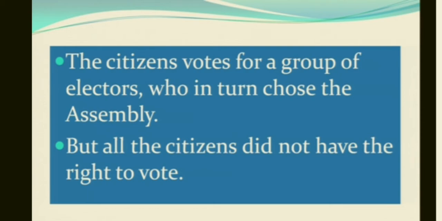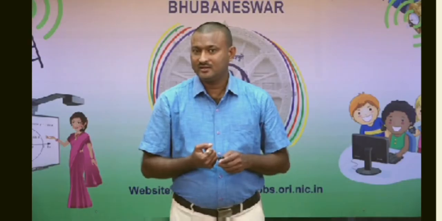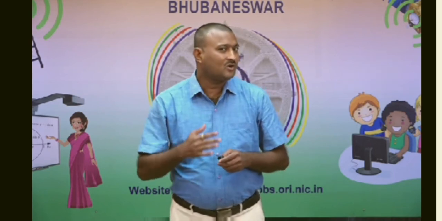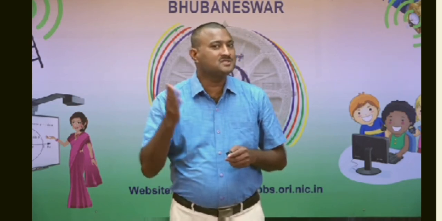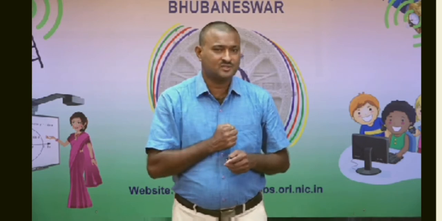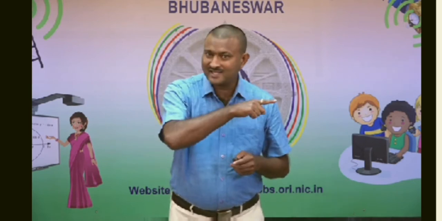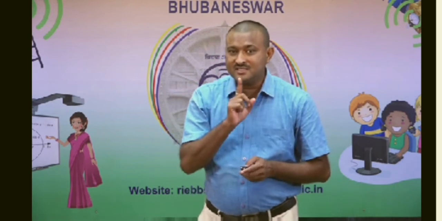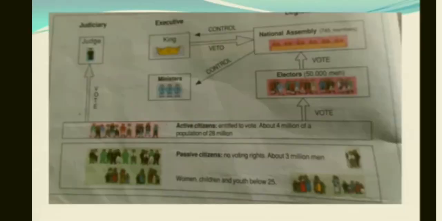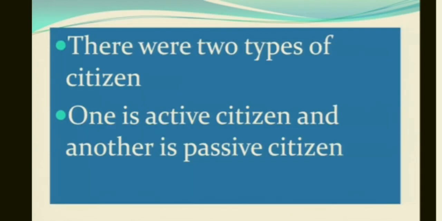Now the question is, who are the citizens? In India, we have a different theory: universal adult franchise. All the people above the age of 18 have the right to vote. Was this system followed in France at that time? No. The answer is no. All the citizens didn't have the right to vote. You see, this is the system of voting rights, how it was prevailing in France at that time. Now, who had the right to vote?